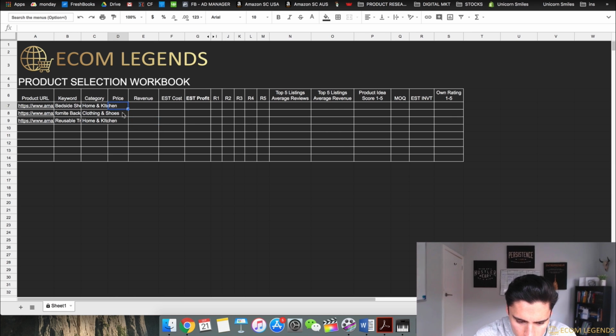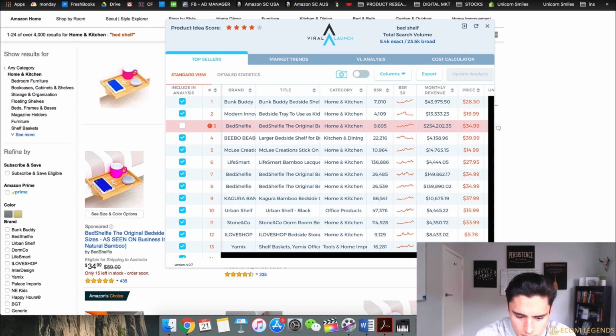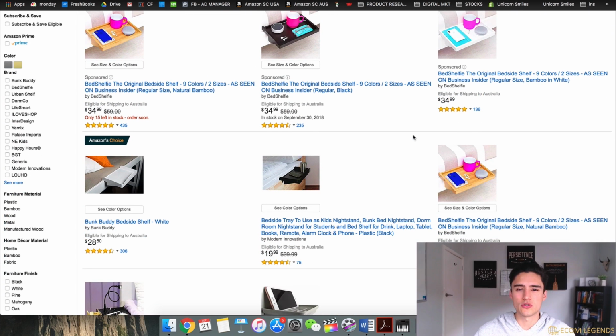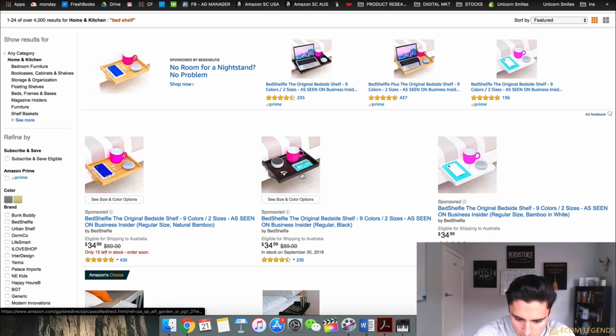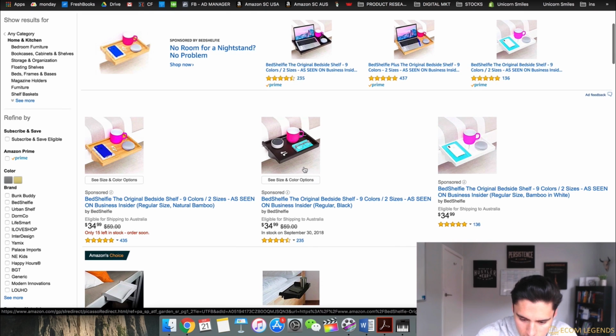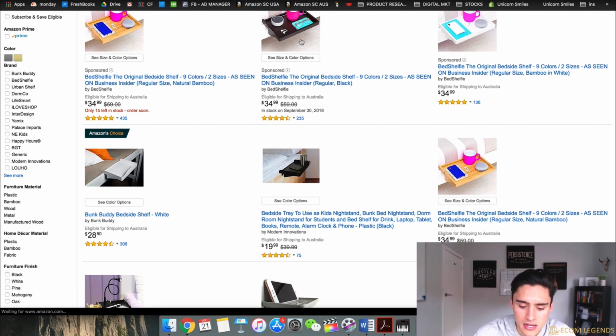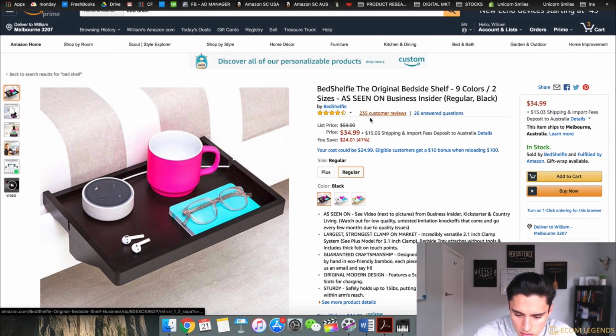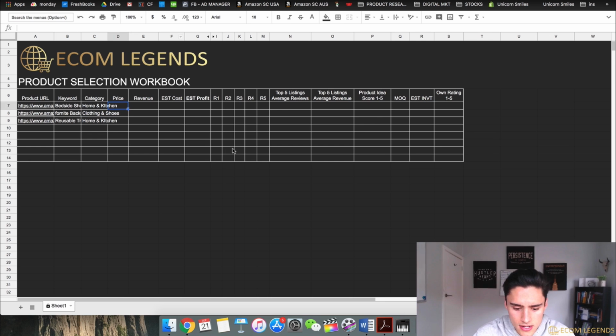So price, let's just get the price. In order for us to get the price, we're going to need to choose the product that we potentially want to go after. So out of the bedside shelves, which one would you like to sell? All right, so for me, I'd like to sell this one. They're all pretty much the same, but I like black on black, baby. So let's just go for this one, and you can get it in different colors as well. So this one is $34.99.